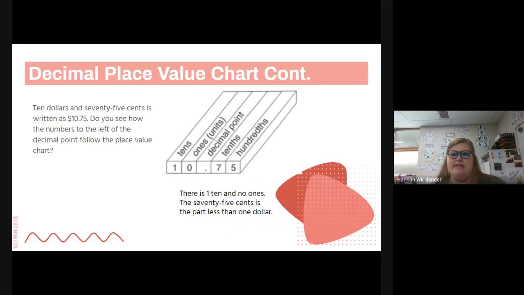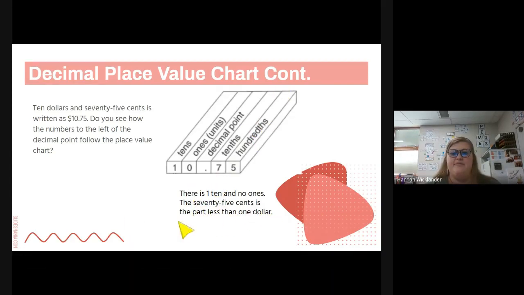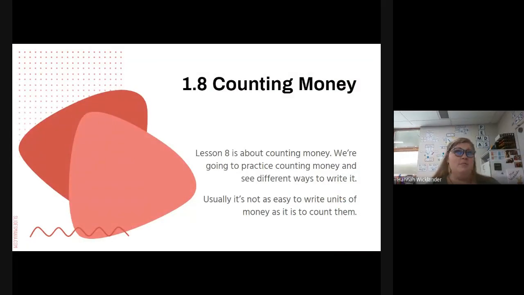$10.75 is written as $10.75, and the numbers to the left of the decimal place will go the first one in the tens and the second one in the ones. So there is 1 ten and no ones. The 75 cents is the part less than $1. So any of our coins are going to be after the decimal place, and then everything above, like dollar bills, $10 bills, $20 bills, will be up to the left of the decimal place. So that was 1.7, just introducing you to the decimal place.